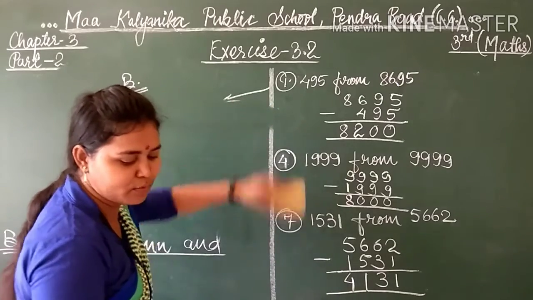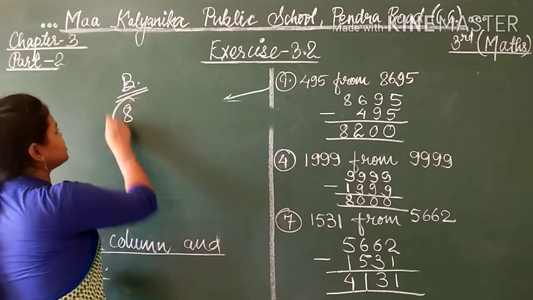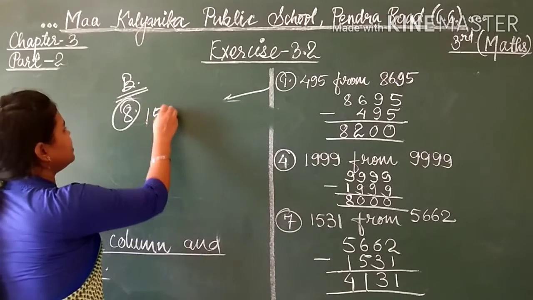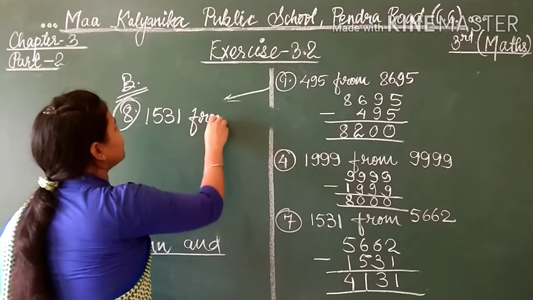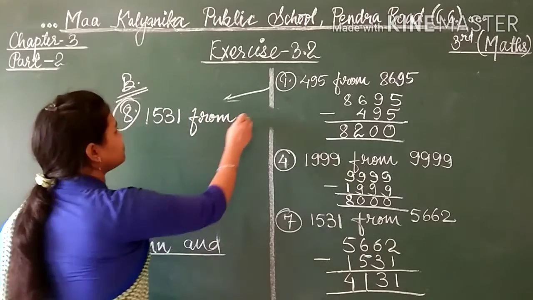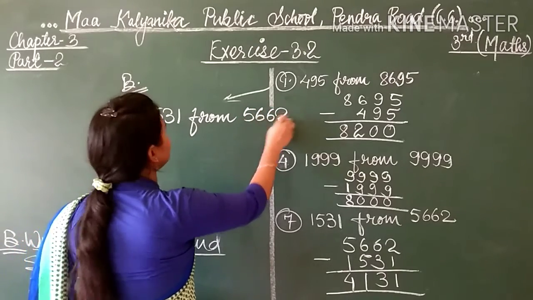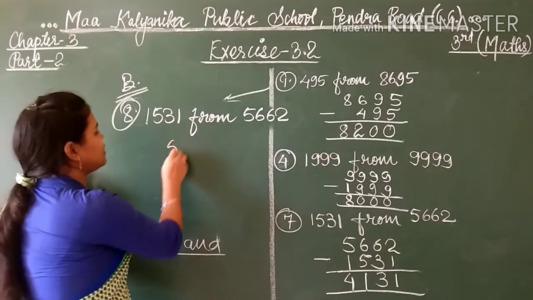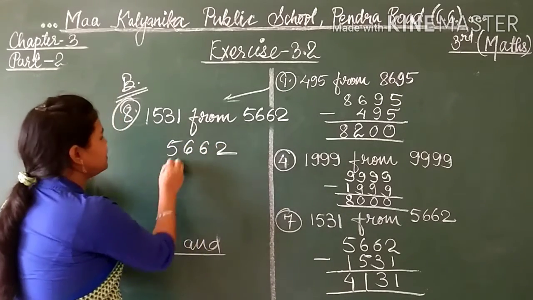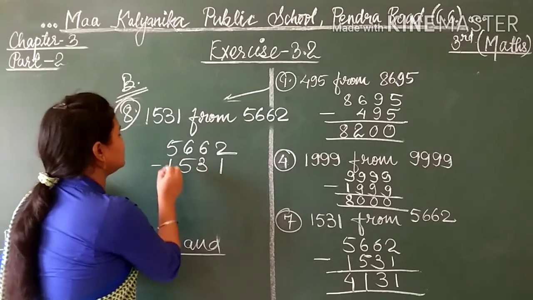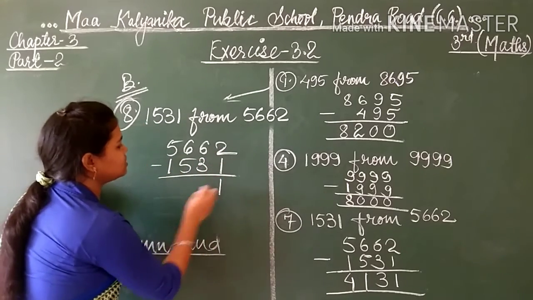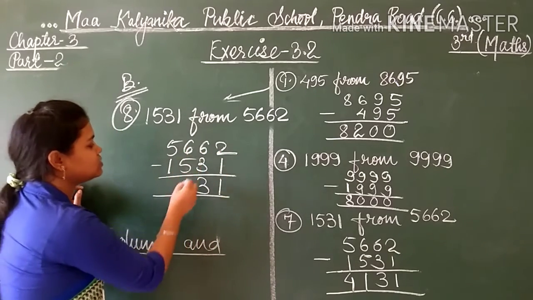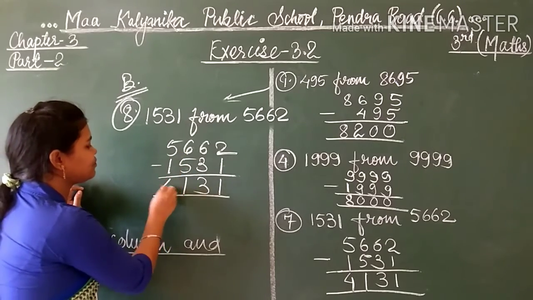Leave this question. I am moving to the previous question, that is question number 8. See students, 1531 from 5662. I hope all the questions are nearly the same. 5662 is the bigger number, 1531. So this is also the same. 2 minus 1 is 1. 6 minus 3, 3. 6 minus 5, 1. And 5 minus 1, 4.